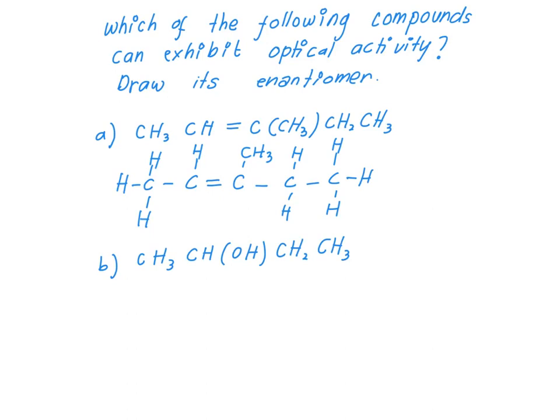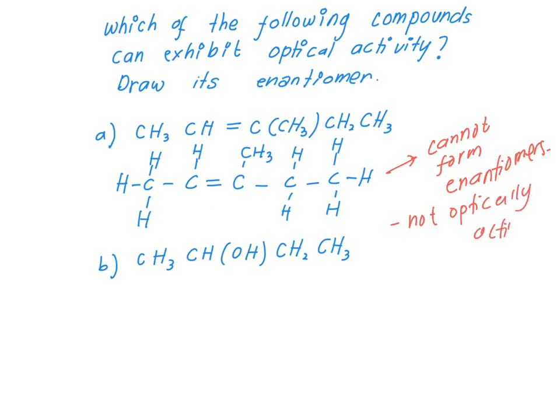So we can say that structure A cannot form enantiomers since it does not have any chiral carbon in the structure. And we can say that it is not optically active, since the question asks whether the compound can exhibit optical activity.